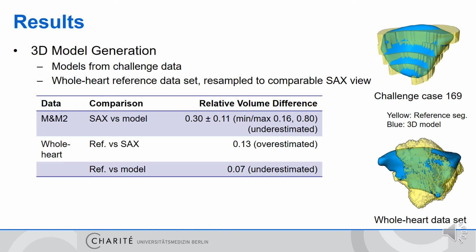As the slice sampling apparently affects the volume, we included another whole heart reference dataset with higher resolution, which we segmented and resampled to a comparable short axis view. You can see this reference segmentation in yellow in the bottom right, and our model in blue again. Here we observed that the short axis segmentation overestimated the volume from the true ground truth, and our model again underestimated the volume when compared to the reference.